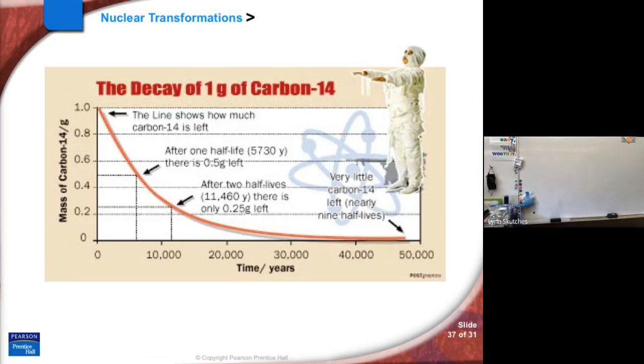Okay, 30,000 years is about the maximum for using carbon-14 for aging artifacts. And again, there are other isotopes. So uranium-238 is the isotope that we use to measure the age of the Earth. 4.5 billion years is the half-life for uranium-238.